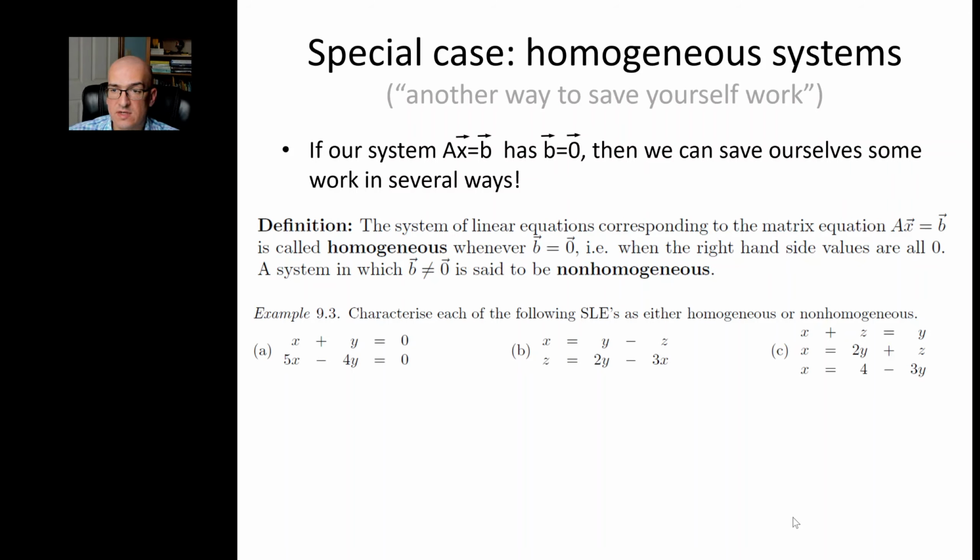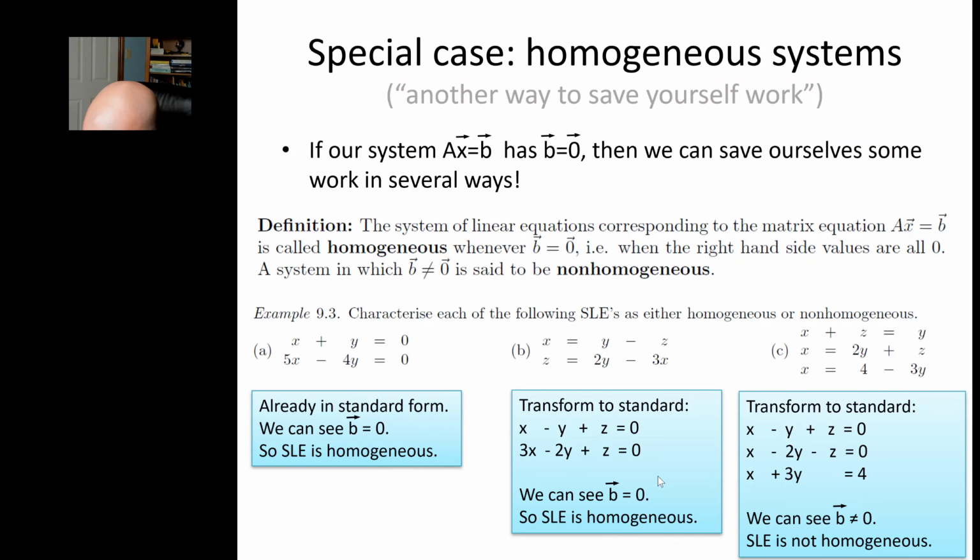Homogeneous, not homogeneous? Well, it's the coefficient part that we need to have on the left-hand side and the constant part that we need to have on the right-hand side. So this one needs to be rearranged. We need to transform it, subtract y from both sides, add z to both sides, and do the same thing for the second equation. Add 3x to both sides, subtract 2y from both sides, put them in standard form, and we see that it's homogeneous as well.